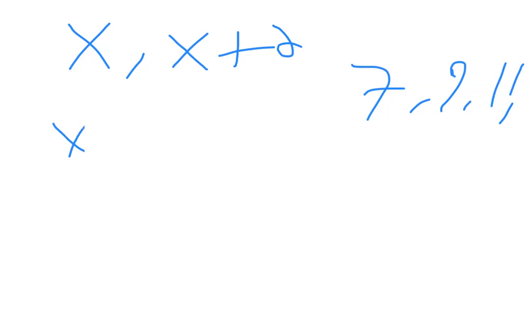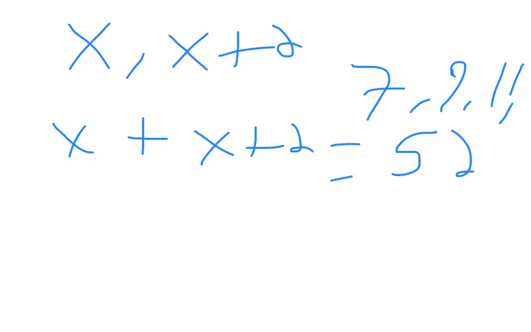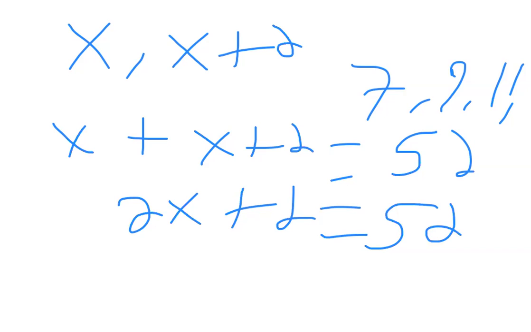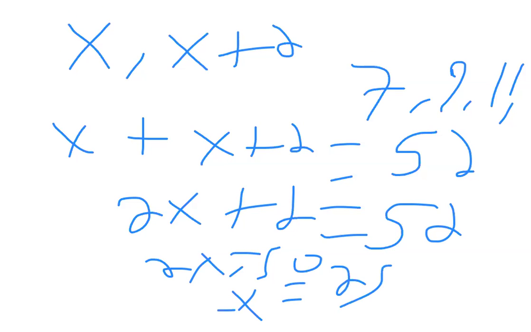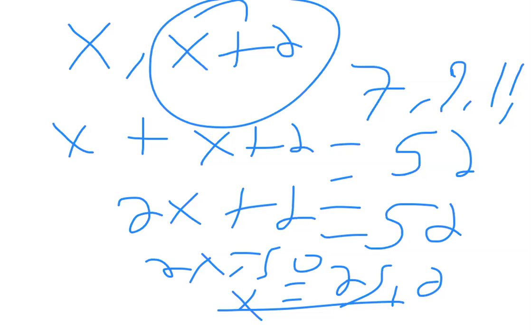And just add them up, and suppose it's equal to 52. Again, now you do basic math. 2x plus 2 equals 52. 52 minus 2 is 50. 2x equals 50. x equals 25. Add 2 to it because x plus 2. So 25 and 27, which give you 52 when you add them up, which is exactly right. And they're consecutive odd because 26 is even, so we can't have it. And you move on.